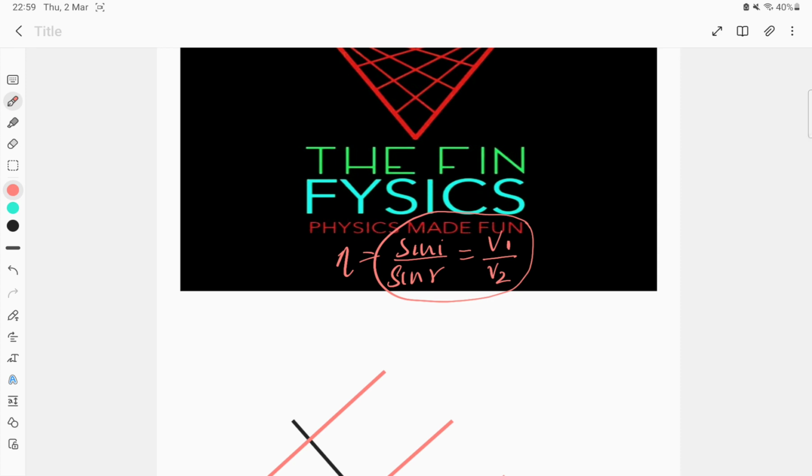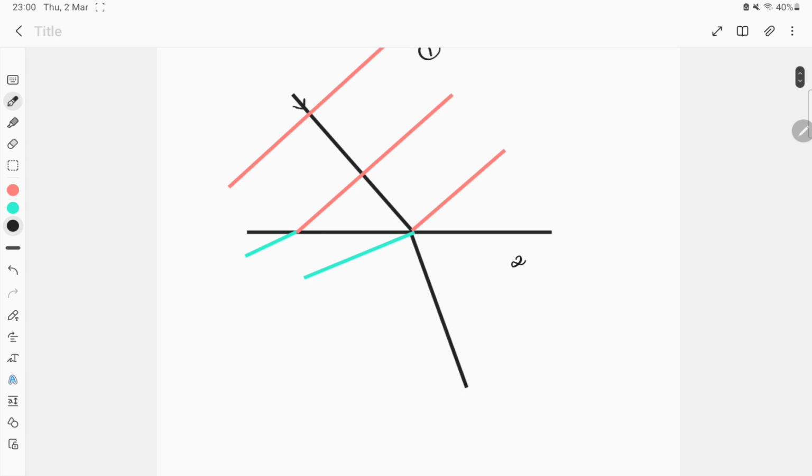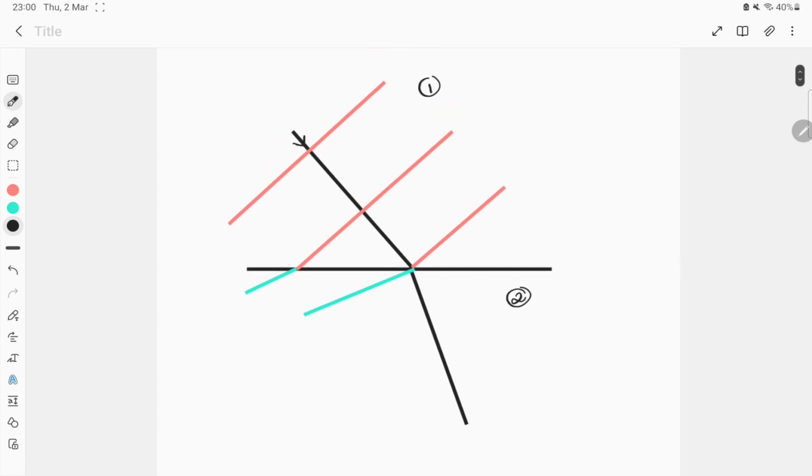For that, what we will assume is that there is a wave which is moving from medium 1 entering medium 2. The red wave fronts that you see are the wave fronts in medium 1. The distance between the wave fronts is my wavelength in medium 1, and therefore the velocity in medium 1 is wavelength upon time, which implies that wavelength in medium 1 is velocity in medium 1 into time. This is about medium 1.